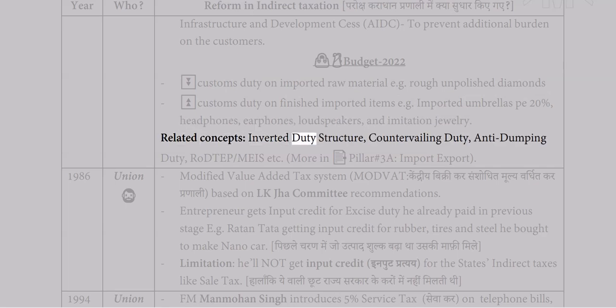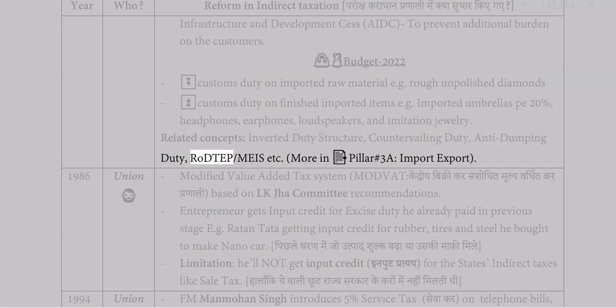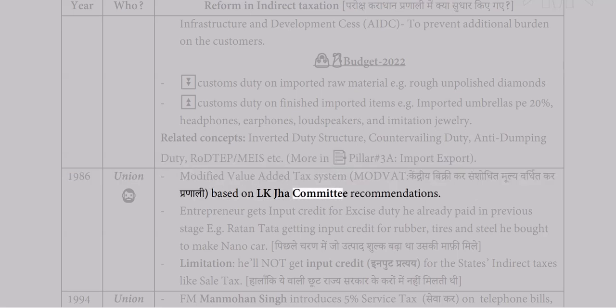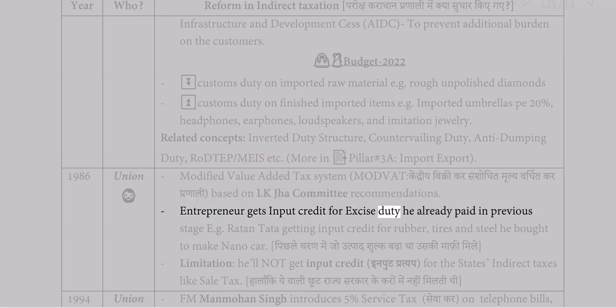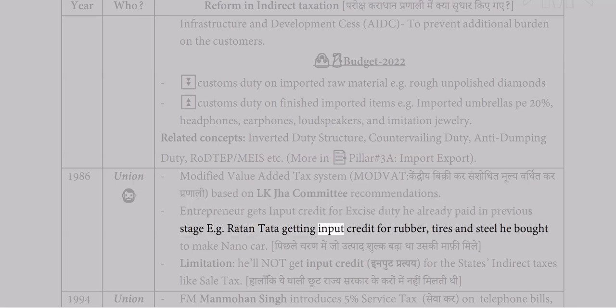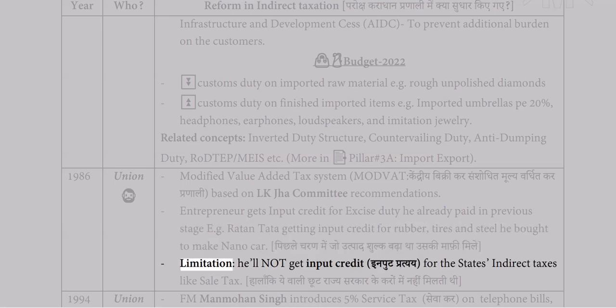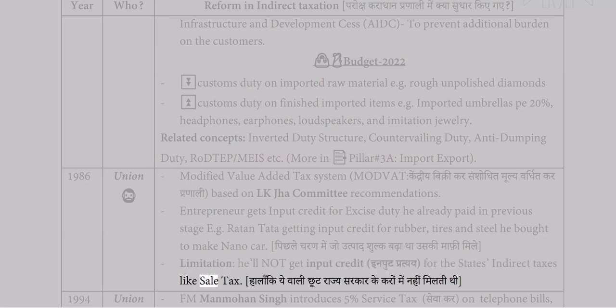Related concepts: inverted duty structure, countervailing duty, anti-dumping duty, RoDTEP, MEIS, etc. More in Pillar 3A, import-export. 1986 Union: Modified Value Added Tax System, MODVAT, based on L.K. Jha Committee recommendations. The entrepreneur gets input credit for excise duty he already paid in the previous stage, e.g. Ratan Tata getting input credit for rubber, tires and steel he bought to make the Nano car. Limitation: he'll not get input credit for the state's indirect taxes like sales tax.